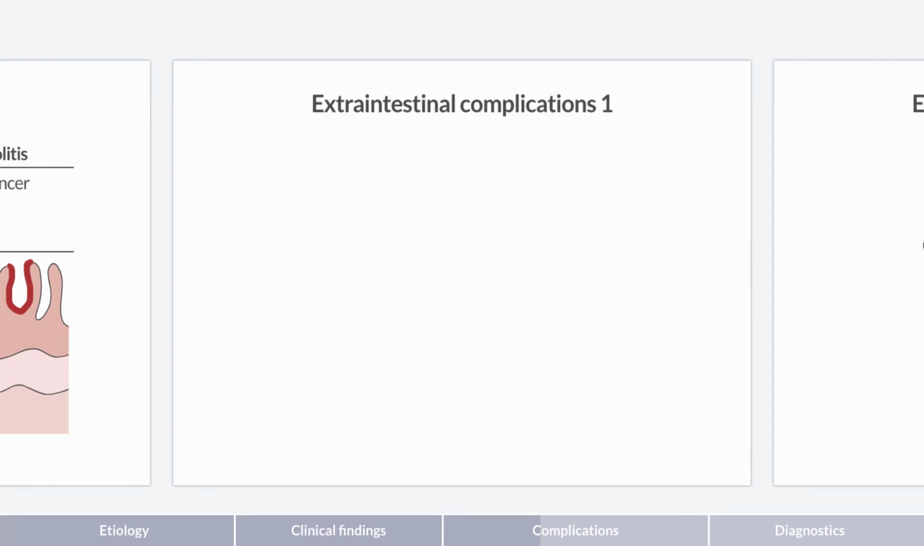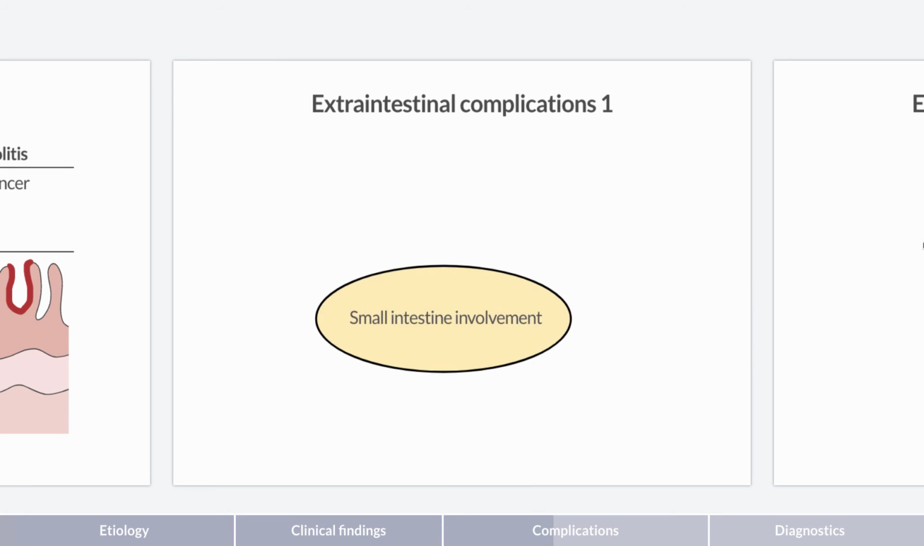Extraintestinal complications. Extraintestinal complications also occur in both Crohn's disease and ulcerative colitis. Involvement of the small intestine plays a role in a number of extraintestinal complications. Malabsorption syndrome with weight loss, vitamin B12 deficiency, and bile acid deficiency may occur. These substances may not be adequately absorbed as a result of inflammation of the small intestine, particularly the terminal ileum. These deficiency syndromes are more common in Crohn's disease than in ulcerative colitis.